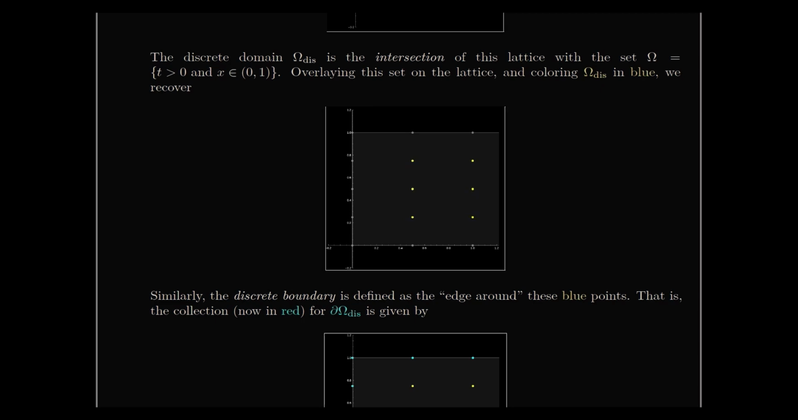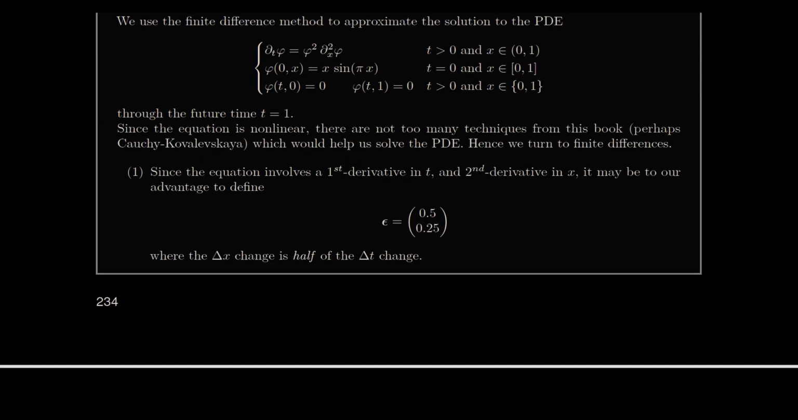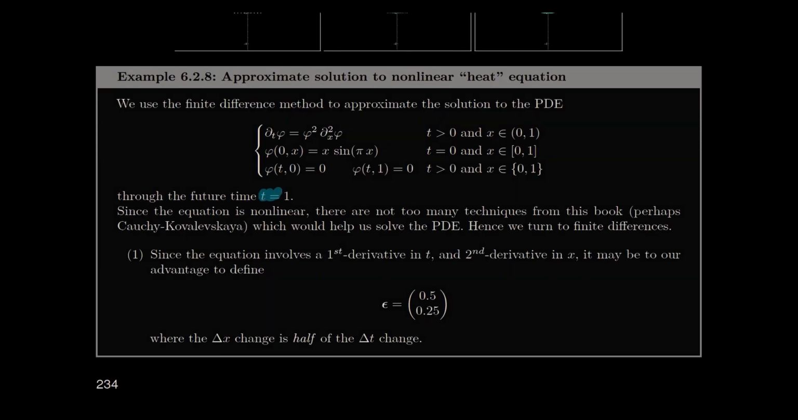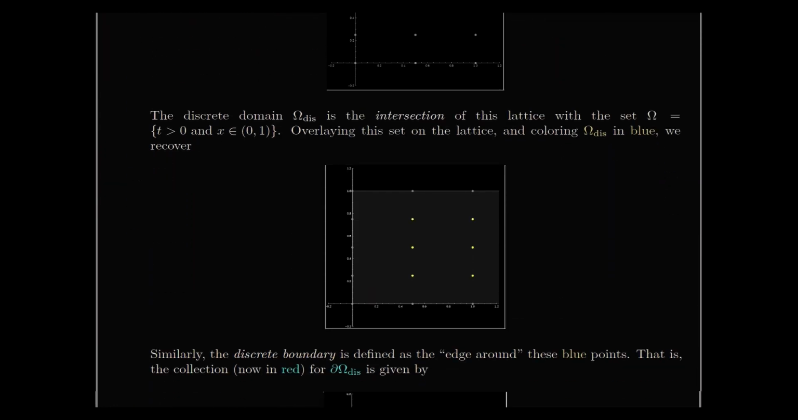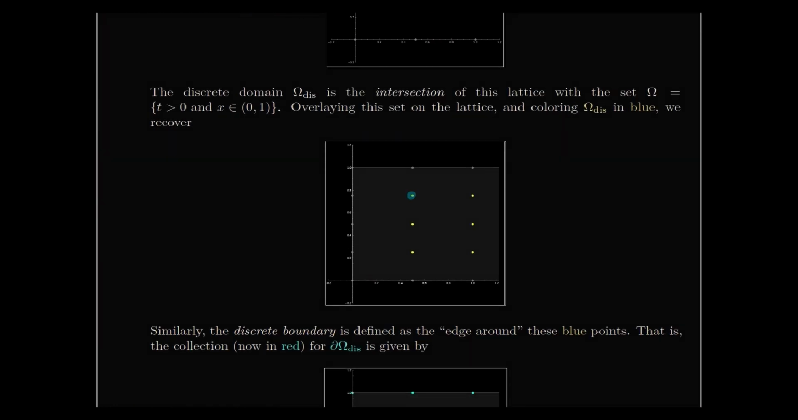I did mention at the beginning, even though I didn't do it verbally, I did say through the future time t equals 1. So you can imagine technically the domain is infinite in the time direction, but you're going to have to decide how far out you want to approximate to. So I said to approximate to t being 1. That kind of stops my discrete domain at this t equals 1 point right there. And so those are the 6 points in my discrete domain.